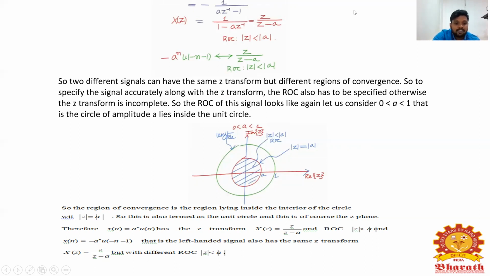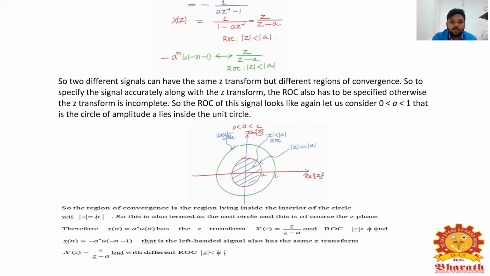So the region of convergence is a region lying inside the interior of the circle with modulus of z equal to modulus of a. Therefore, x of n is equal to a power n u of n, the z transform is the same, that is z divided by z minus a, for ROC modulus of z greater than a. And for x of n equal to minus a power n u of minus n minus 1, that is a left hand signal, we got the same z transform, but different ROC, that is modulus of z less than modulus of a.